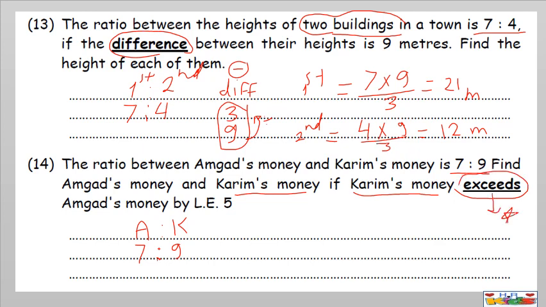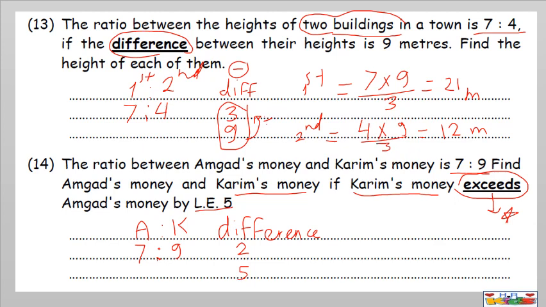Kareem's money exceeds Amjad's money by 5. Exceeds means this one is bigger than that one. So exceeds comes from the word difference. Exceeds is from the word difference. So exceeds is the same as the difference, which gives me how much, Mr.? By 5. So first we make 9 minus 7 equals 2 and under it is 5.